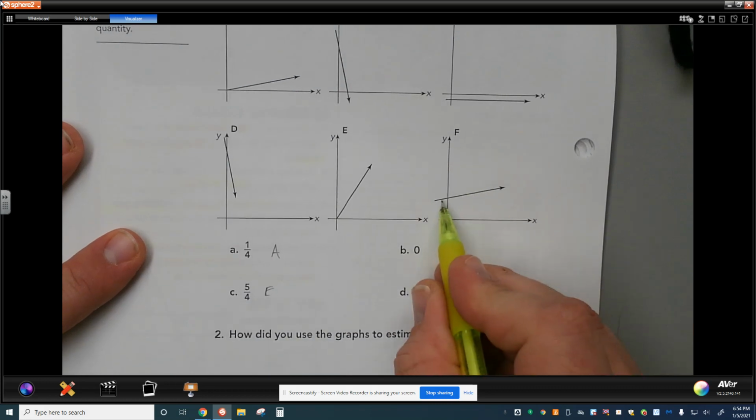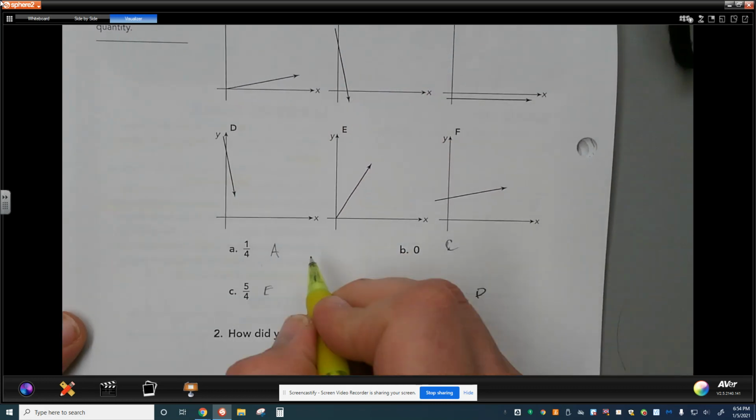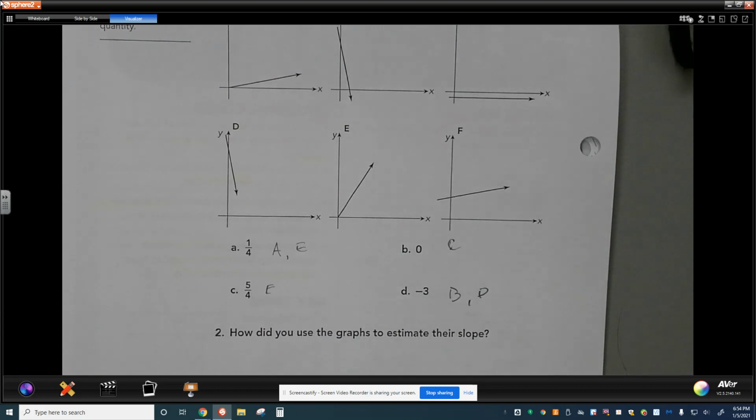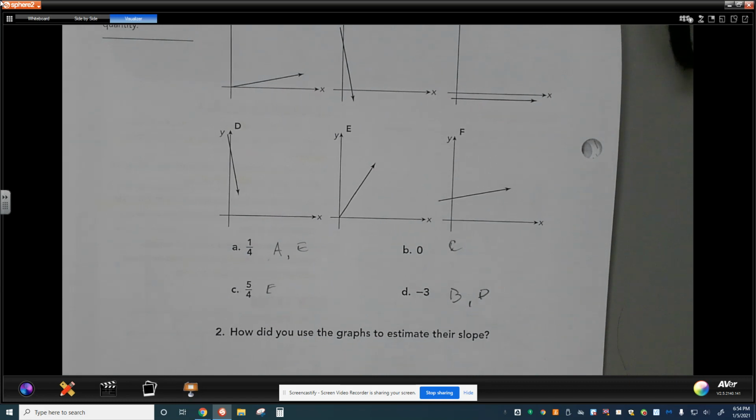And finally, graph F, a very gradual, not nearly as steep as E, much less steep. It would be more reasonable to call that a slope of 1/4. So how did you use the graphs to estimate their slope? Think about that concept. 1/4 is not very steep. It's less than 1. So it's going to be less than 45 degrees.